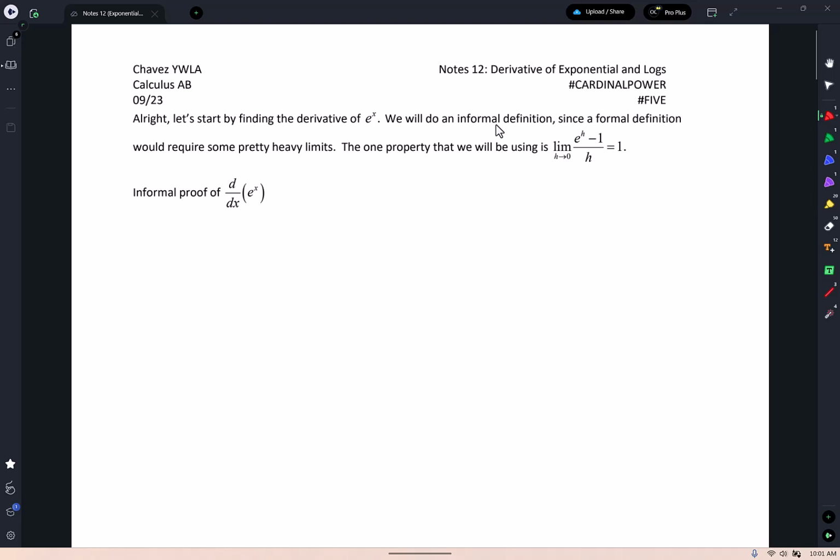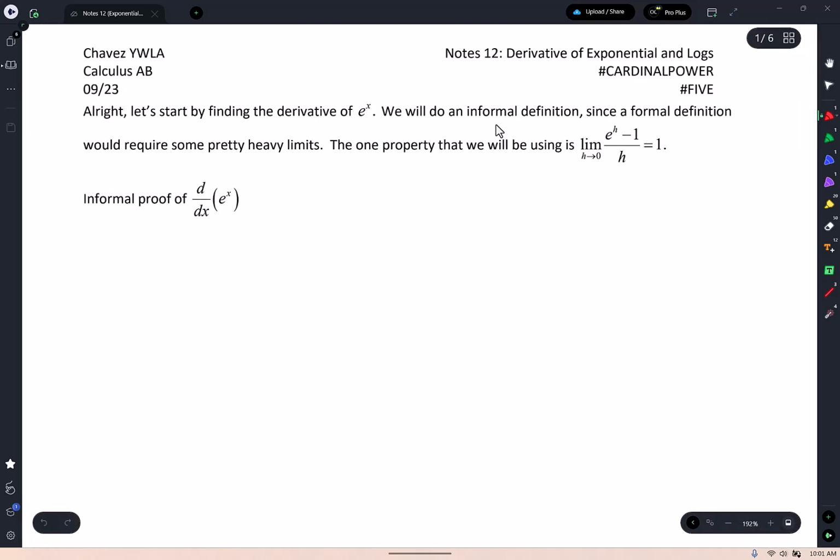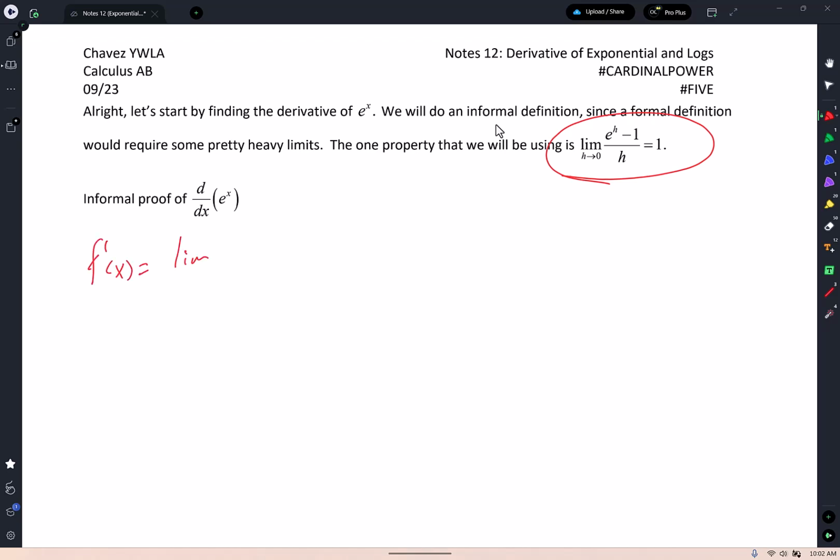It's pretty straightforward, guys. I could just tell you what it is, but I want you guys to know where it comes from. So we're just going to utilize this property here, and we're going to try to get it to there. So we're going to do an informal proof here of what the derivative of e to the x is. Remember what we always do: f prime of x is equal to the limit as h approaches 0 of f of x plus h minus f of x all over h.